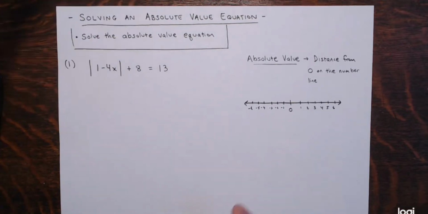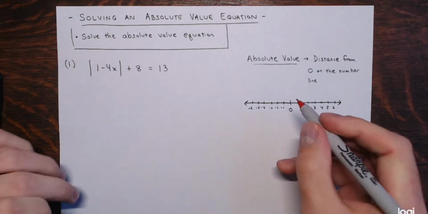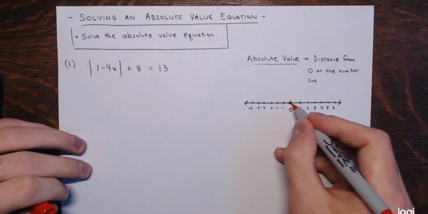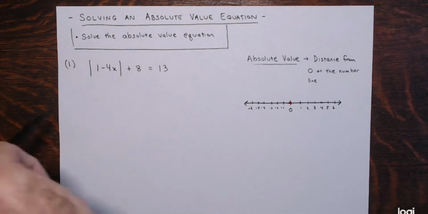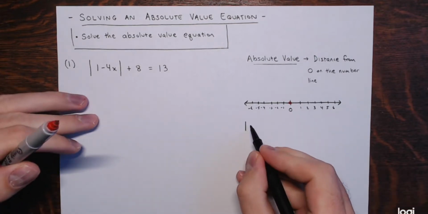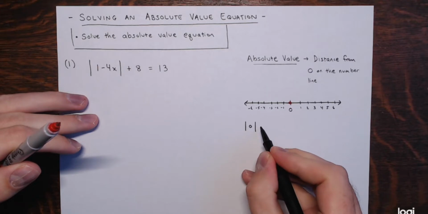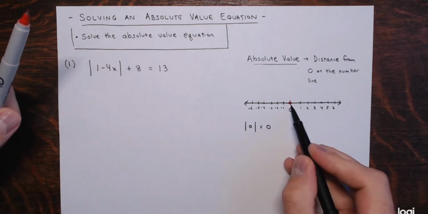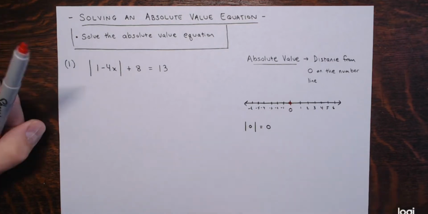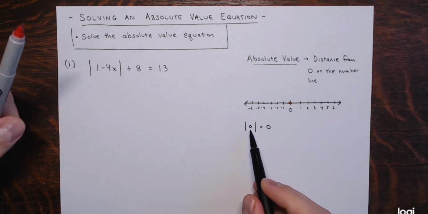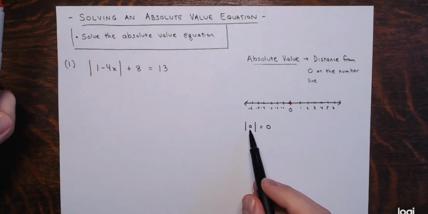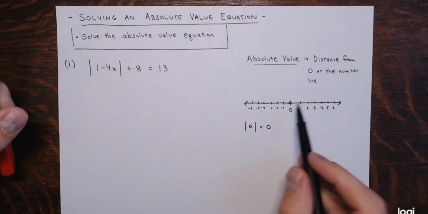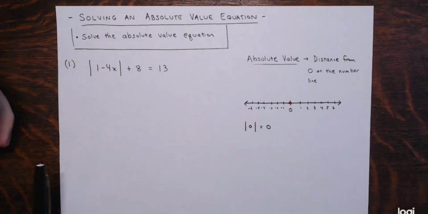So some simple examples. The easiest one is 0. Here's the number 0. We'll put a little dot there. The absolute value of 0 is 0. That is 0 units away from itself. It has a distance of 0 from itself. And this is the only number that has an absolute value of 0. Every other number on the number line is at least some distance away from 0.